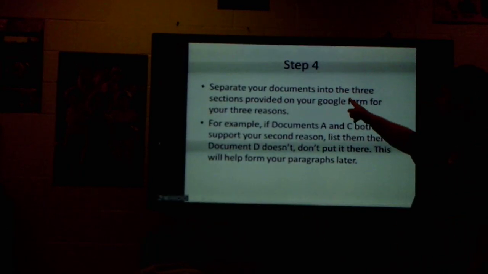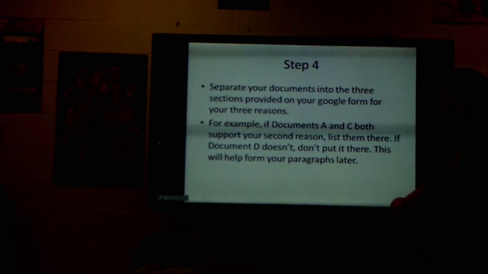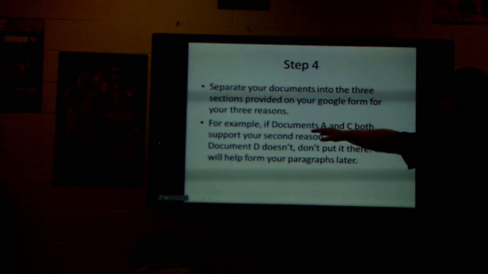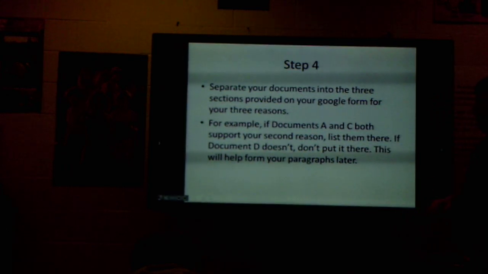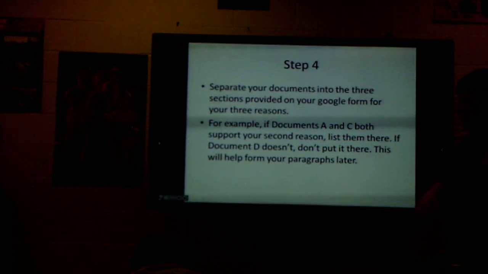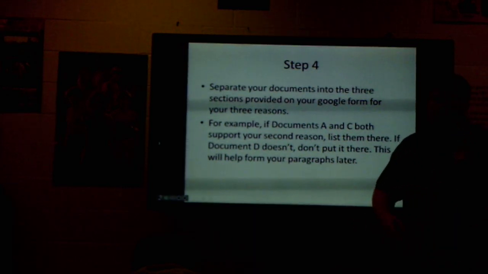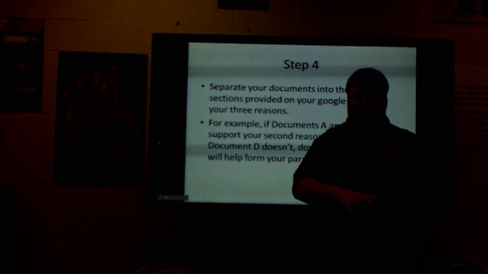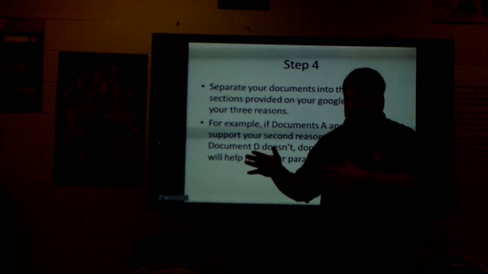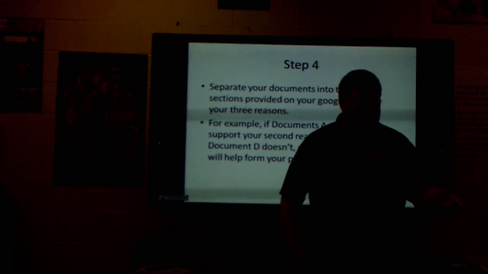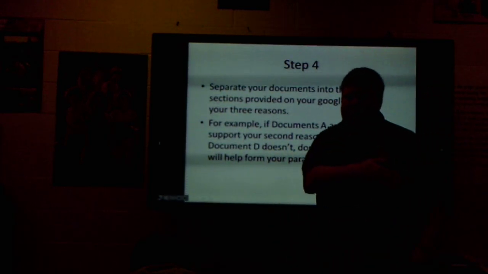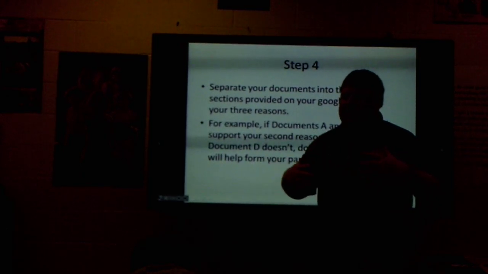Separate your documents into 3 sections that are provided on your Google form, or in your case on your Google Doc. For example, if documents A and C both support your second reason, list them there. If document D doesn't, don't put it there. What do you think the reason for that is? Why do I ask you to separate those documents into which ones support which reason? So you don't have to read back through the whole ones. There it is. So you don't have to read back through and figure out which ones you need to be looking at.